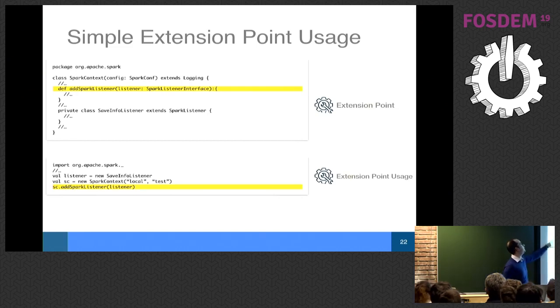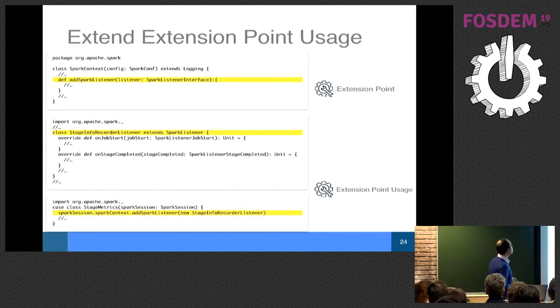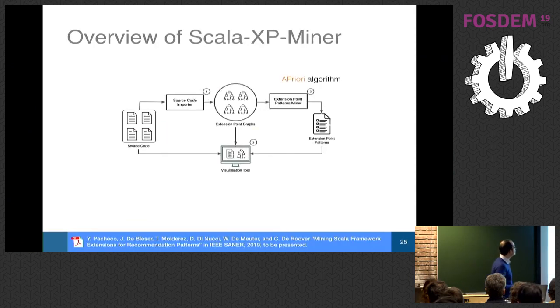For example, a really simple extension point is the one in which, in your code base, you're just using a method. This is the easier thing. And actually, extending a framework in this way is not very different from using a library. The second thing that you can do is not only use a method, but also customize this method before using it. The third way is that you extend a class, providing new functionalities.